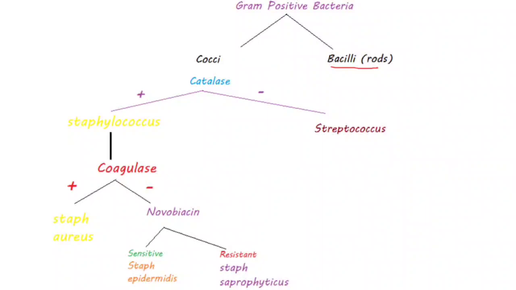Now with the cocci, whether it's catalase positive or negative, we divide them into staphylococcus and streptococcus. When it's catalase positive, that is containing the catalase enzyme, then staphylococcus. But if it's negative for the catalase test, streptococcus. Staph is usually seen in clusters like grapes, and strep is more in chains. Now, when you have staphylococcus, how do you differentiate? You do the coagulase test. If it's coagulase positive, we have staph aureus. If it's coagulase negative, then it can be either staphylococcus epidermidis or saprophyticus. We use novobiocin to differentiate between them. Novobiocin sensitive, epidermidis; resistant, saprophyticus.